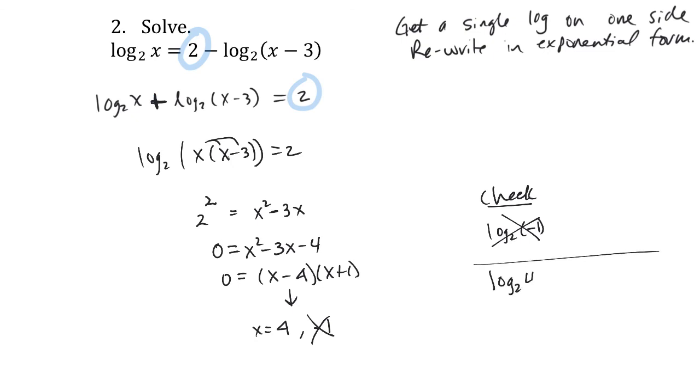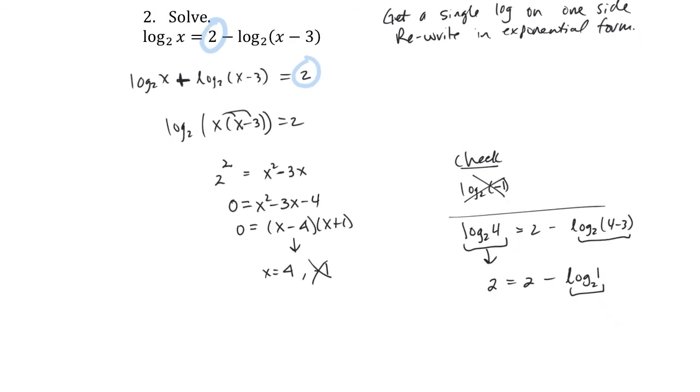Okay, but let's just double check the other one does work. Log base 2 of 4 is equal to 2 minus log base 2 of 4 minus 3. Okay, this one means 2 to what power is 4? That's 2. And then we would have minus log base 2 of 1. 2 to what power is 1? That is a 0. Okay, so that one does check out, and then we've got our solution is x is equal to 4.